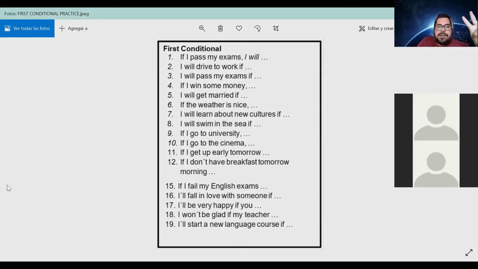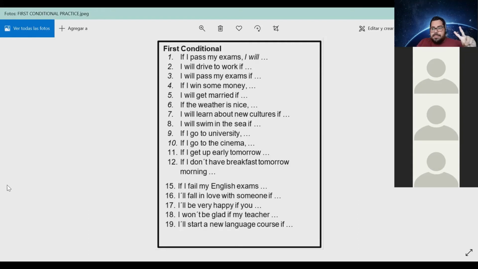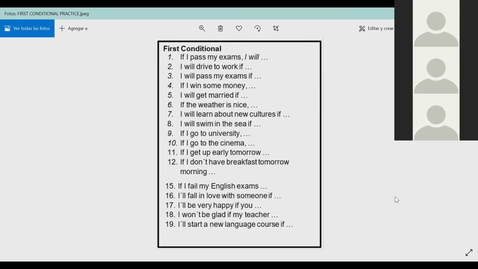Number 2, guys, I will drive to work if. Emerson first. Number 2, buddy. I will drive to work if I need a means of transportation. Okay, yeah, I will drive to work if I need a means of transportation. Yeah, if I, right, because we need the subject. Yes, if I need a means of transportation, for sure, right?